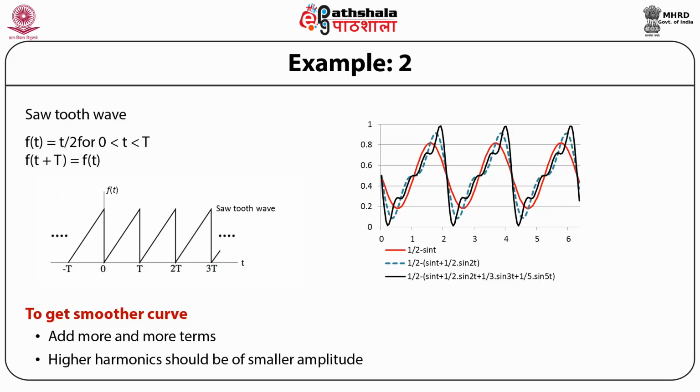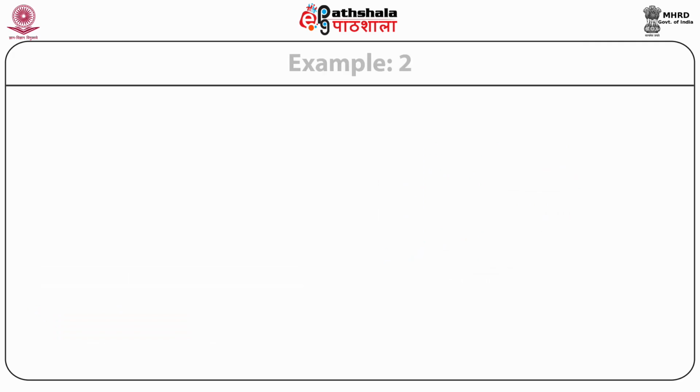So the black solid line, you can see, is 1 by 2 minus the whole terms, where you have 1 by 2 sin 2t, 1 by 3 sin 3t, 1 by 5 sin t. Then you can see it is depicting the near sawtooth curve. So if you add more terms, probably you will end up getting what you want.